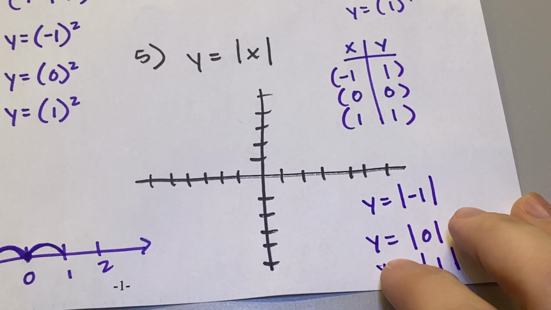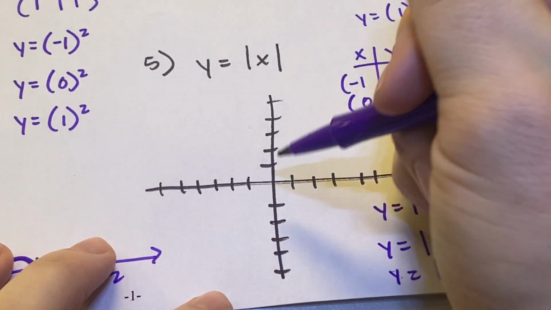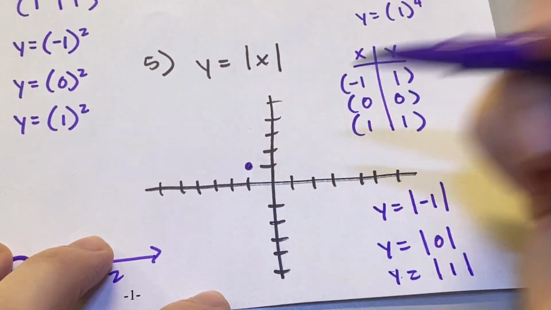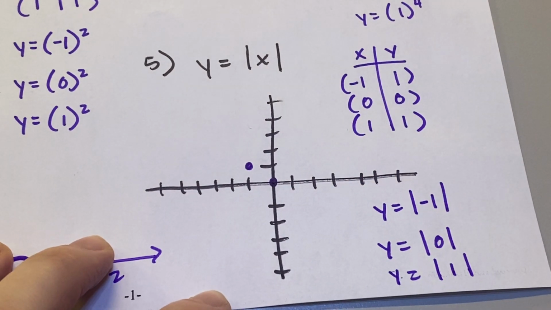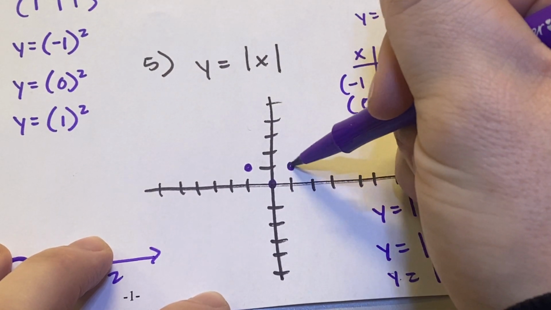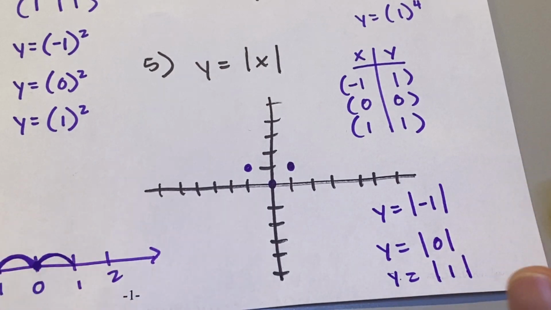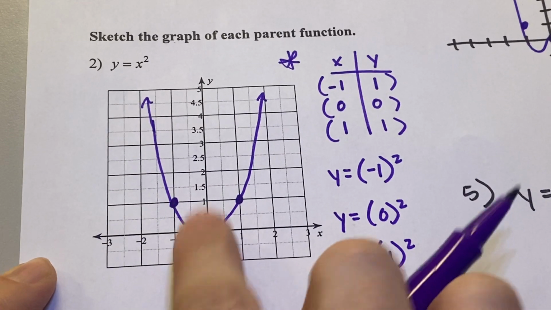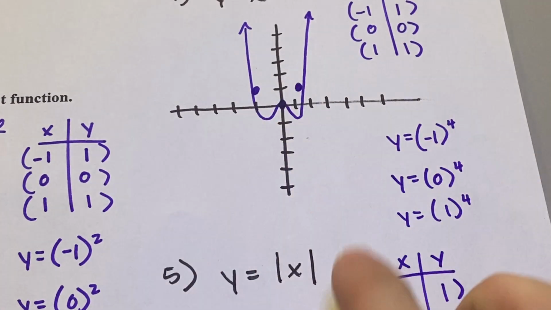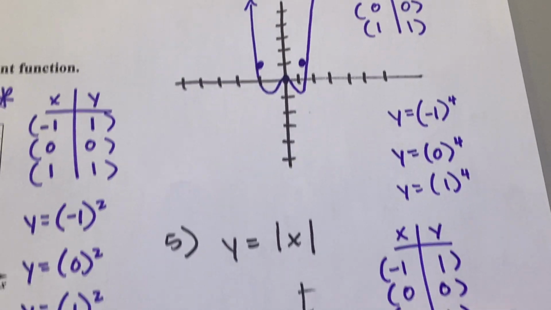Okay, let's go ahead and put them on my nice little drawn graph here. -1, +1, 0, 0, +1, +1. And again, you're going to say, wait a second, those are the exact same parent function points as my quadratic and my quartic. But here's how it looks different.